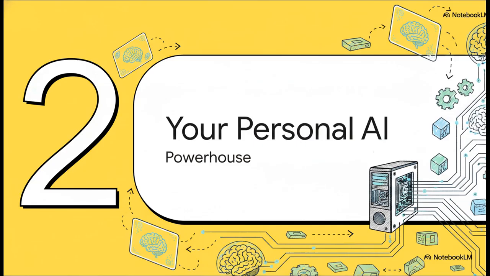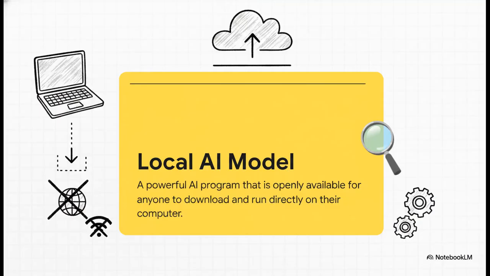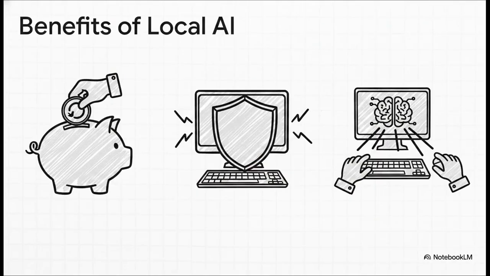This next idea, well, it's all about taking back control and turning your own computer into your very own personal AI powerhouse. So what exactly is a local AI model? Well, to put it simply, it's a powerful AI program that's been made openly available for pretty much anyone to download. You can literally install it and run it directly on your laptop or your desktop, completely offline. No internet connection needed whatsoever.